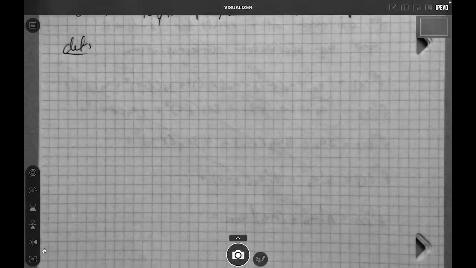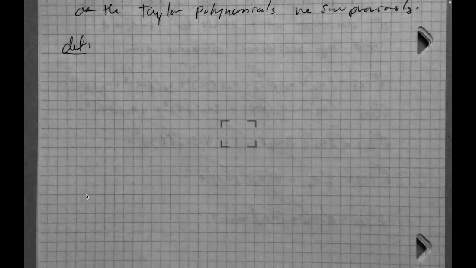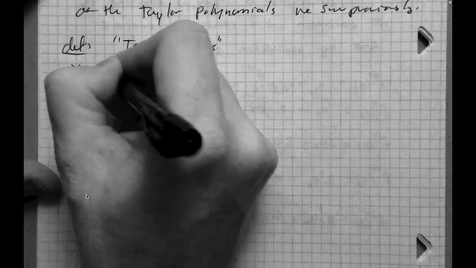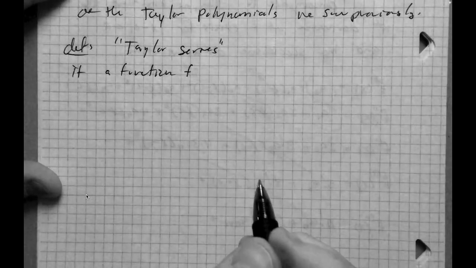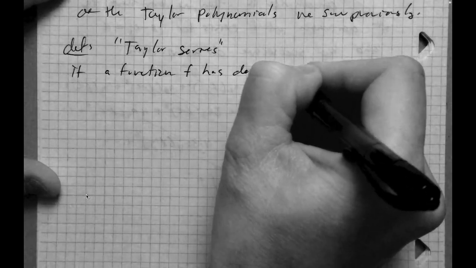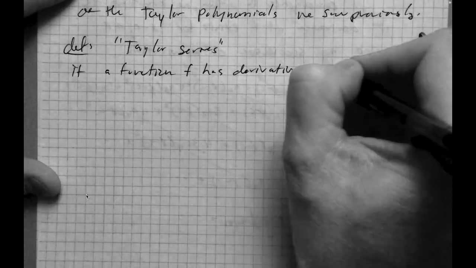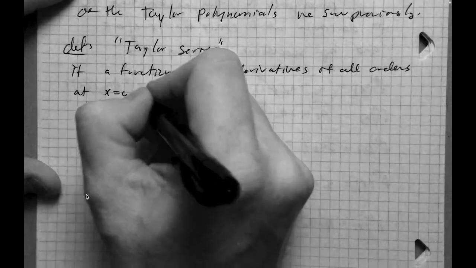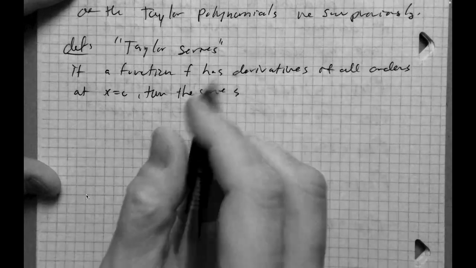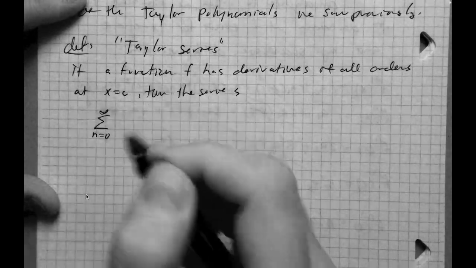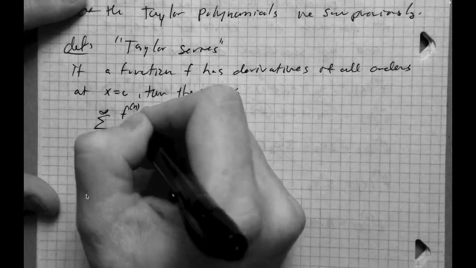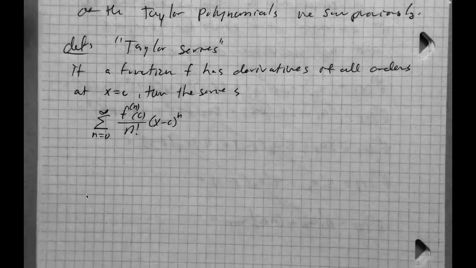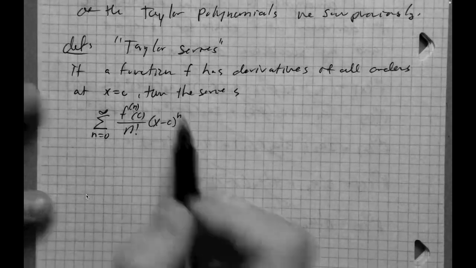So, the definition of the Taylor series. If a function f has derivatives of all orders at x equals c, then the series, n equals 0 to infinity of the nth derivative of f evaluated at c over n factorial times x minus c to the nth power. So this is your coefficient, and this is the x piece of it.